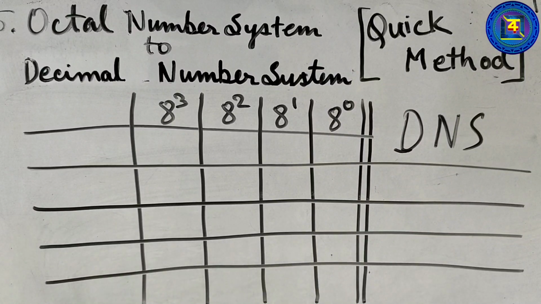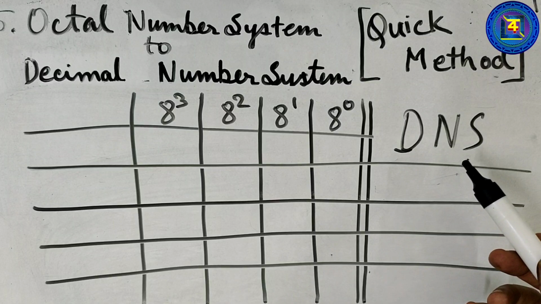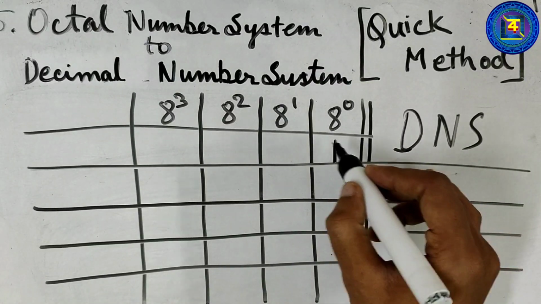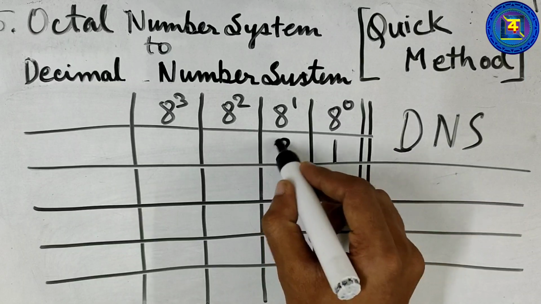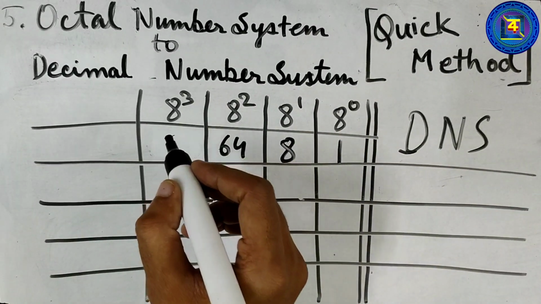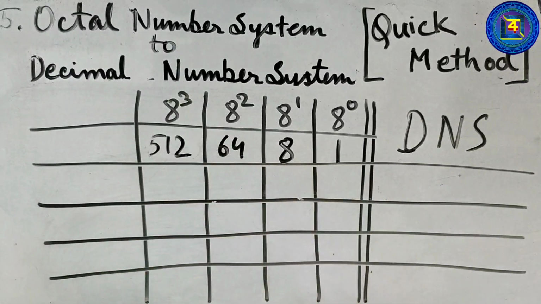Okay, so here's the format, that is 8 since it's an octal number system, 2 decimal number system. So we have 8 to the power 0 as 1, 8 to the power 1 as 8, 8 to the power 2 as 64, 8 to the power 3 as 512. So the values are ready.